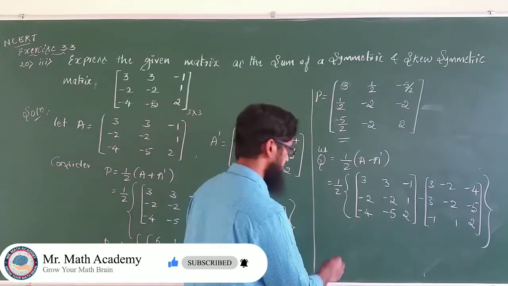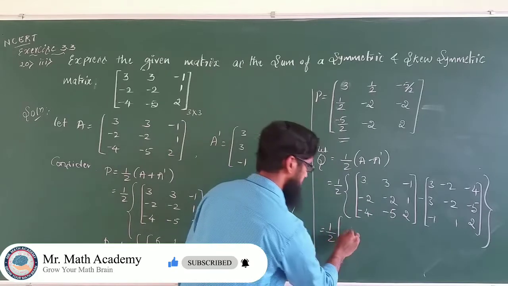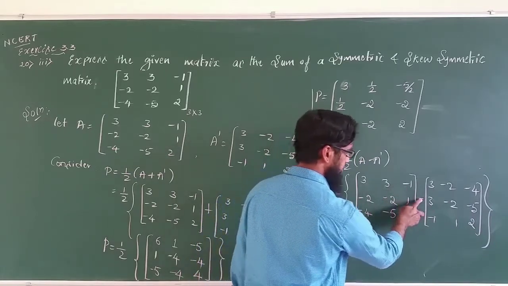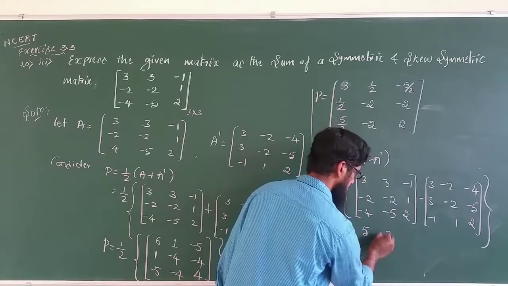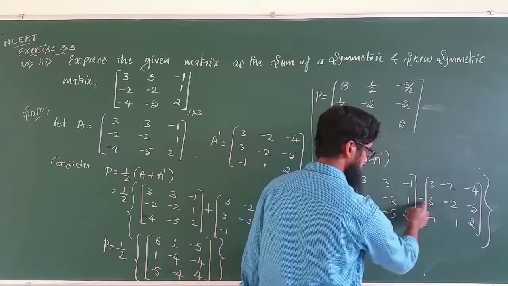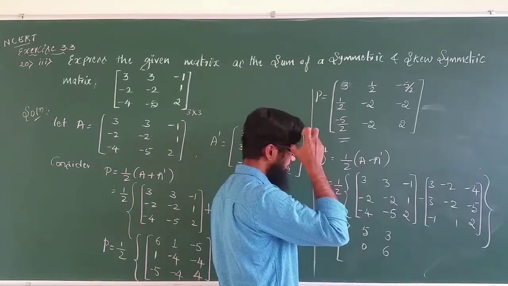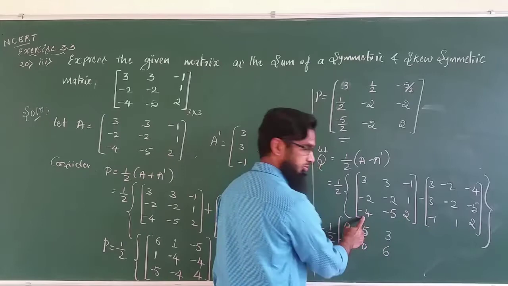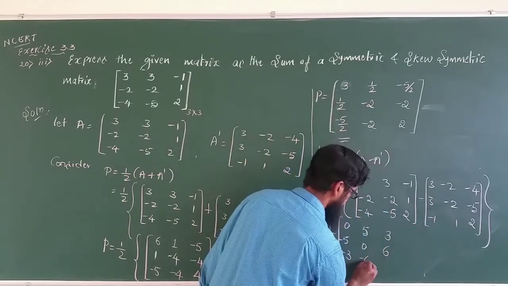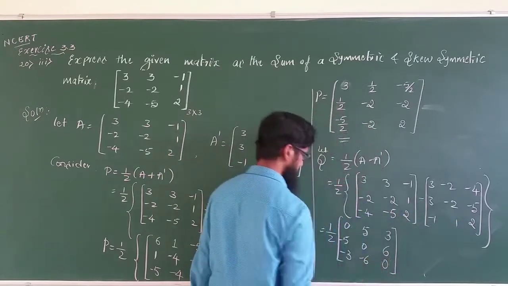Now the simplification, that is matrix subtraction. 3 minus 3 becomes 0. 3 minus into minus is plus 2, so 3 plus 2 is 5. Minus 1 plus 4 is plus 3. Minus 2 minus 3 becomes minus 5. Minus 2, minus into minus plus 2, becomes 0. 1 plus 5 is 6. Minus into minus is plus, so this is plus 1. Minus 4 becomes minus 3. Minus 5 minus 1 is minus 6. Then 2 minus 2 is 0. So now this is the matrix Q here.